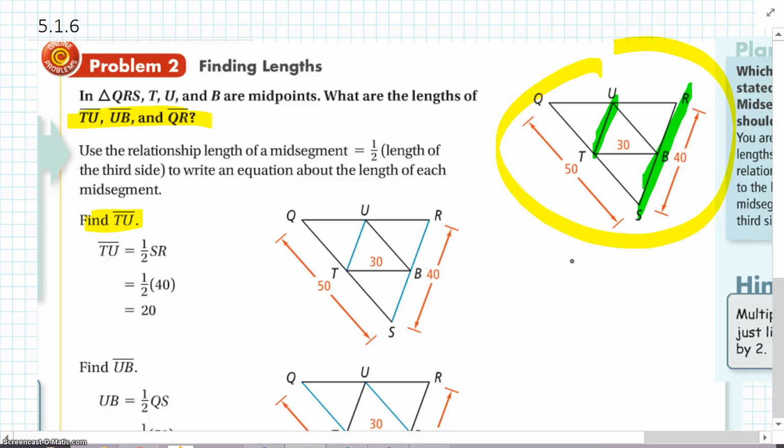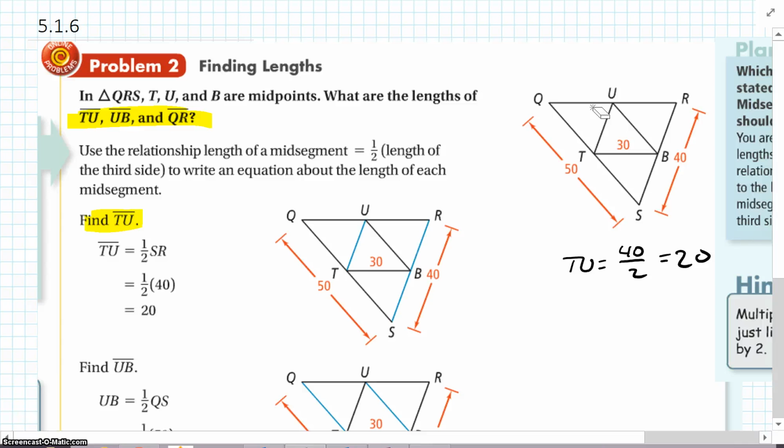So what's 1/2 of 40? TU is 40 over 2, which is 20. Okay, the next question, so I'm going to write right here 20. What is UB? Well, UB is right here. It's a mid segment, so it is 1/2 of 50. So UB would be 50 over 2, which would be 25.